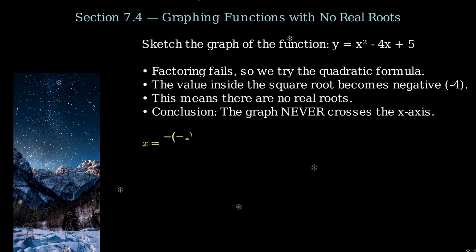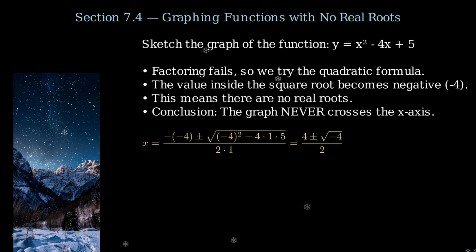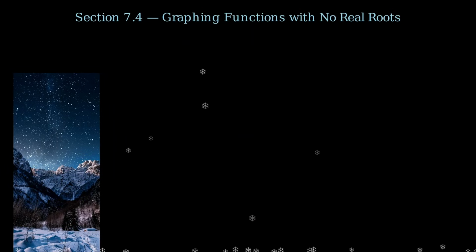Section 7.4. Let's try to sketch the graph of y equals x squared minus 4x plus 5. First, if we attempt to find the x-intercepts by applying the quadratic formula, we notice something unusual. The value inside the square root becomes -4. Since we cannot take the square root of a negative number in real numbers, this tells us the function has no real roots and never crosses the x-axis.